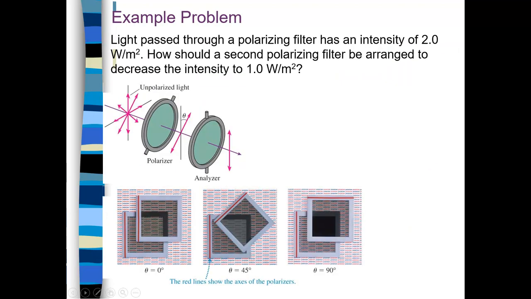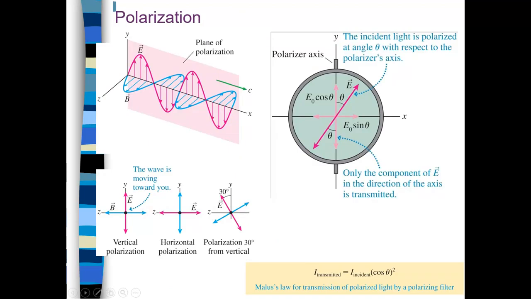Okay, so if you have a polarizer, and your polarizing filter has an intensity of 2 watts per meter squared, then how should the second polarizing filter be arranged to decrease the intensity to 1 watt per meter squared? So we can determine what cosine theta is. We go back to our previous equation. The transmitted light is equal to the incident light times cosine theta squared.